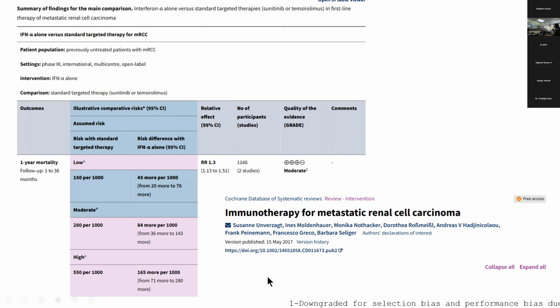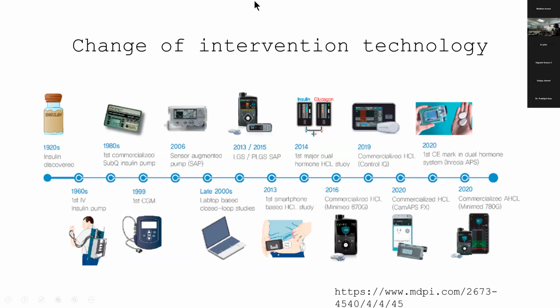Actually in this study, what they had found was the 1-year mortality between the interferon alpha alone group versus the sunitinib arm. They found that there was a benefit of sunitinib. The risk ratio was 1.3, from 1.13 to 1.51. And so for this, you don't really have to downgrade for indirectness.